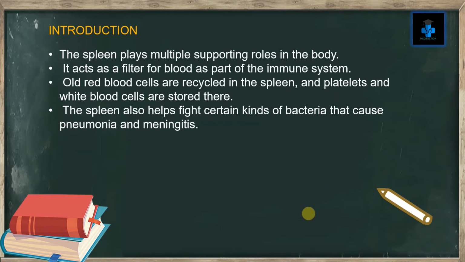Introduction. The spleen plays multiple supporting roles in the body. It acts as a filter for blood as part of immune system. Old red blood cells are recycled in the spleen, and platelets and also white blood cells are stored there. The spleen also helps fight certain kinds of bacteria that cause pneumonia and meningitis.